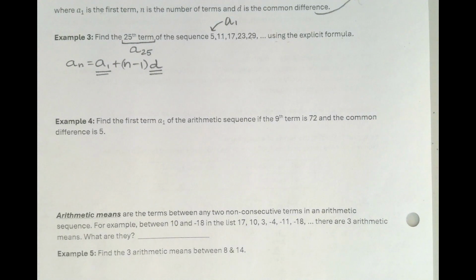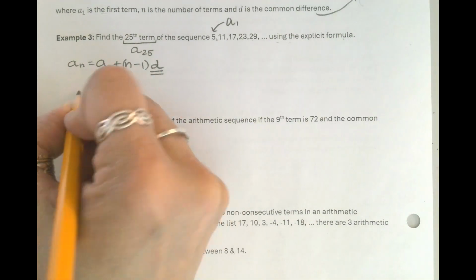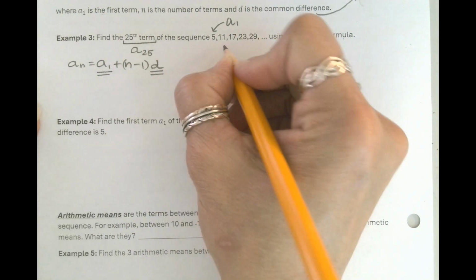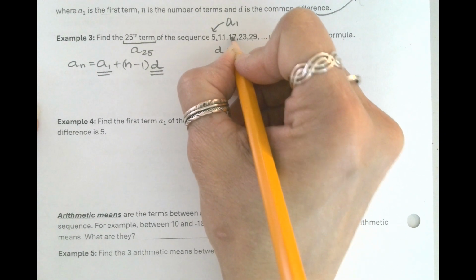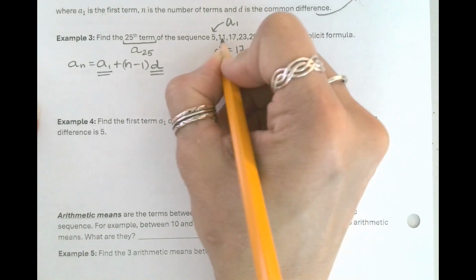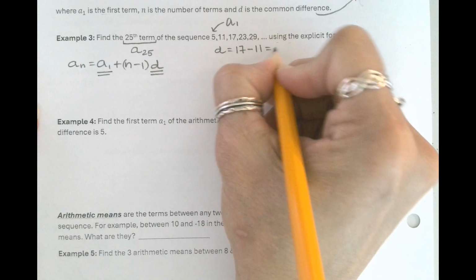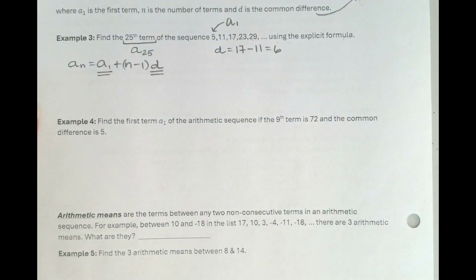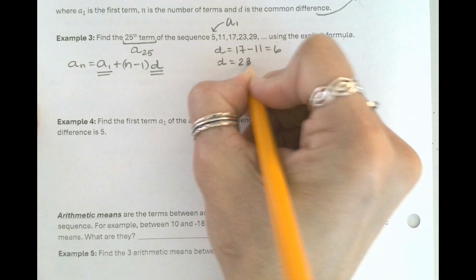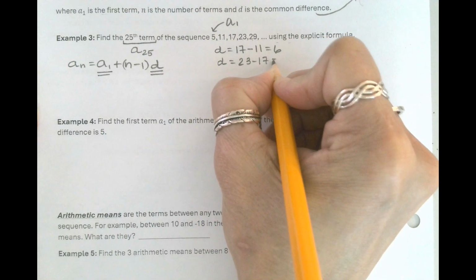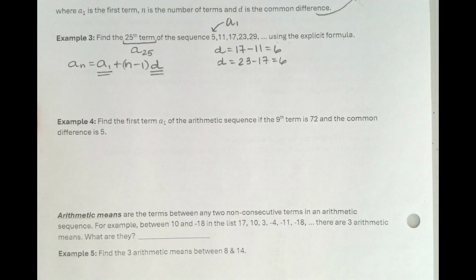The common difference is the latter term minus the prior term. We do have D, because D can be found by taking any latter term, like say 17, minus the prior term, and I get a 6. I'm going to go ahead and make sure I check it. Does 23 minus 17 also give me a 6? Yes. So D is established as my common difference.